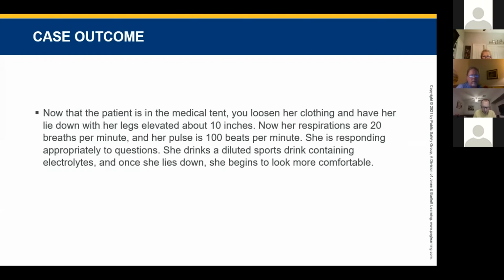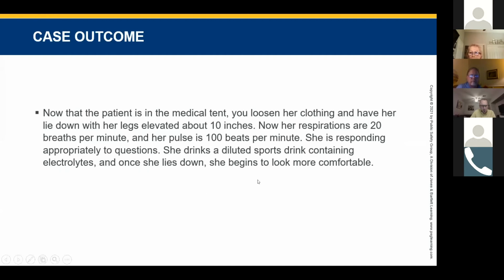So tell me about her. That's high, but considering she just finished a race, you've got that into consideration. Right, and it was 120 before, right? Right, so she's seeing improvement. As she's relaxing, you should see those numbers start to drop. Okay.